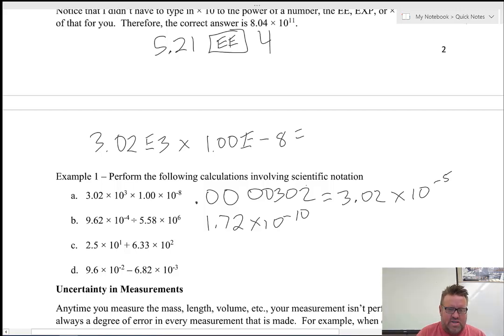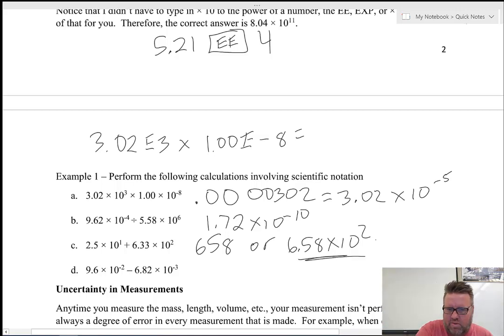And then letter C, 2.5 times 10 to the 1, which is just 25, plus 6.33 times 10 to the 2nd equals 658, or 6.58 times 10 to the 2nd. Again, the point of scientific notation is to reduce zeros. There are no zeros, so I don't know why you would do that. That's actually making you write more, so I would write that as 658.